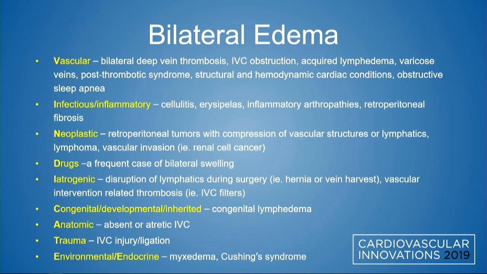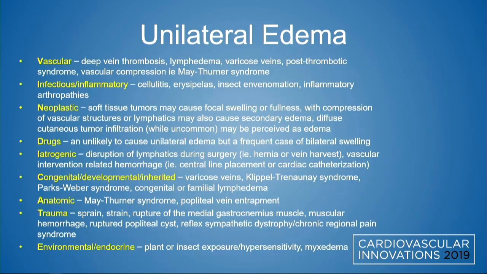Once you've gone through all of your evaluation, you have to formulate your differential. And I put this up here not so that we can go through all of this, but the differential needs to pay attention to vascular etiologies, but don't forget about potential infectious, inflammatory, neoplastic, drugs, iatrogenic etiologies, developmental and inherited etiologies, anatomic issues, or trauma and environmental issues. And that is true for both bilateral and unilateral swelling, and the differential changes.